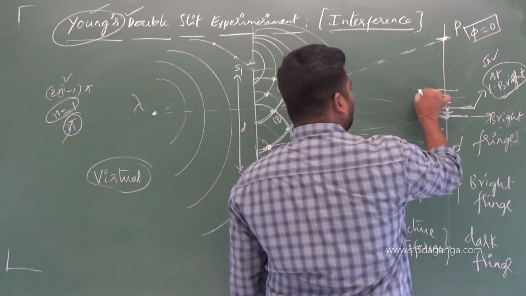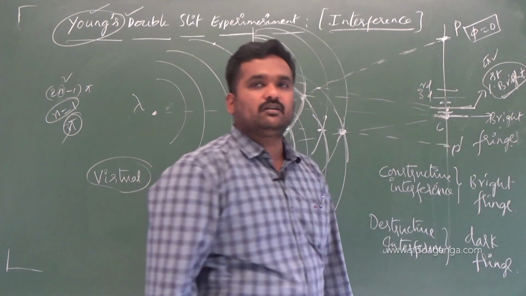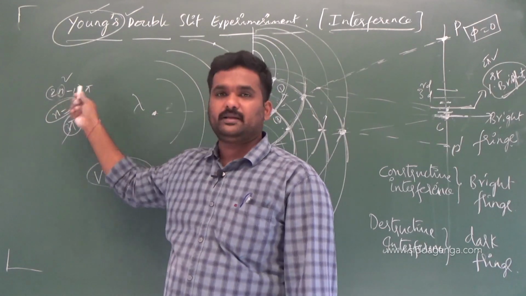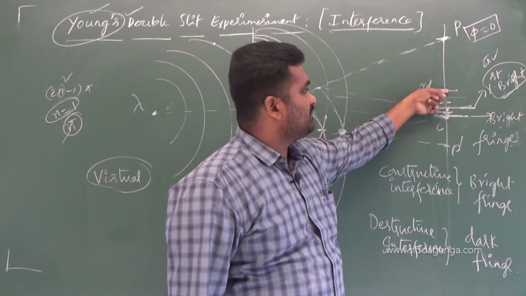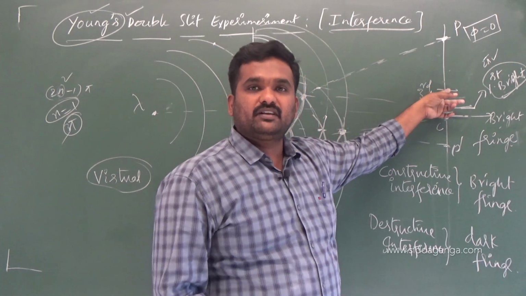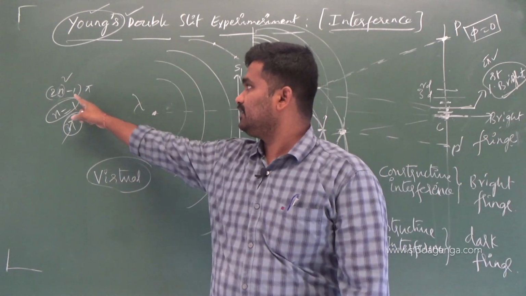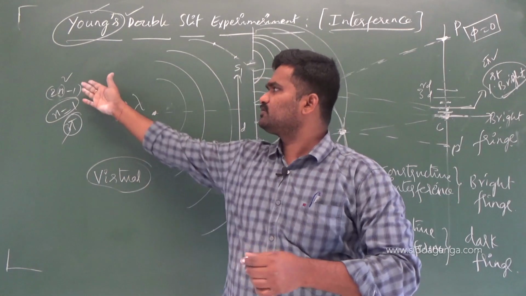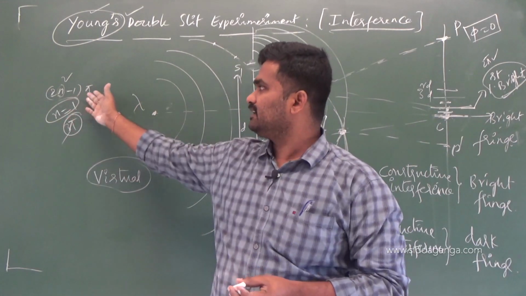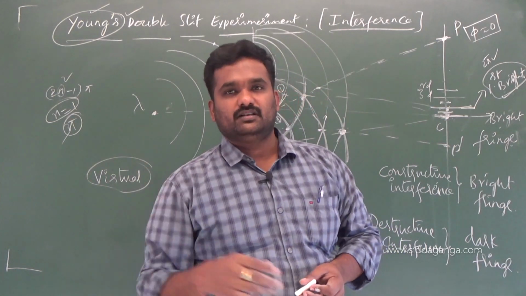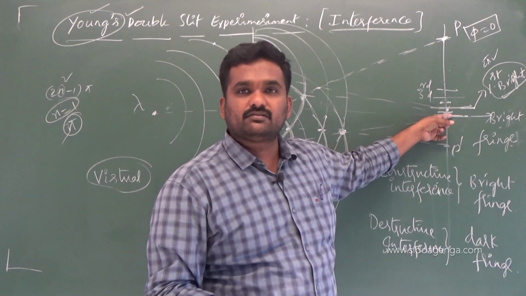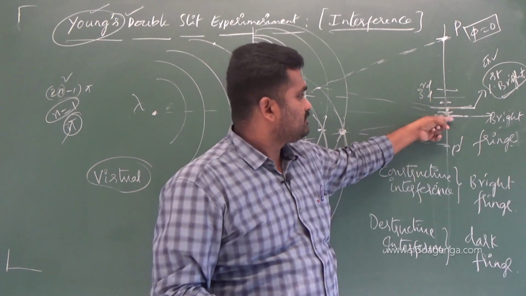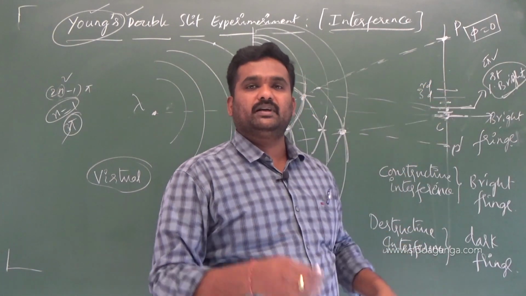Similarly, for the third dark fringe, n equals 3. 2 times 3 minus 1 is 5π. At this point, the phase difference between the two waves superposed to form the third dark fringe is 5π. For the fourth dark fringe, n equals 4, and you get 8 minus 1, which is 7π, then 9π and so on. Exactly at the center, φ equals 0. First bright fringe, φ equals 2π. Second bright fringe, φ equals 4π and so on.